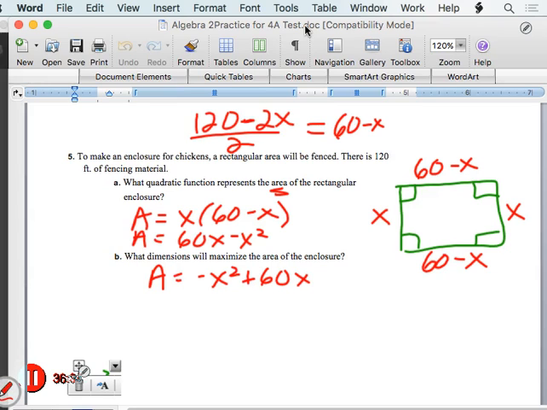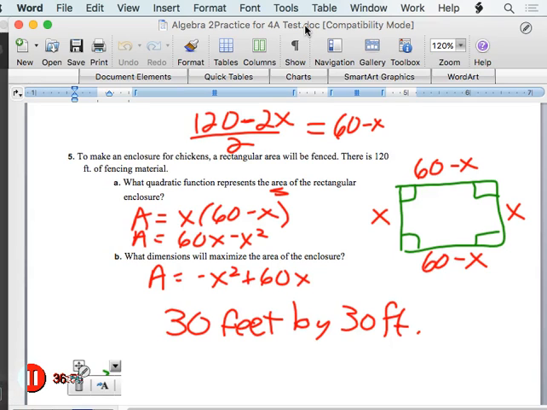So what dimensions will maximize the area? 30 by something, so 30 feet by, well, what happens if we put 30 in here to get the other side? What's 60 minus 30? 30. All that work to find out it's a square. That maximizes the area. Believe it or not, that shows up on the MCAs and the ACTs all the time, and it's always a square. If you want to maximize the volume or maximize the area of any rectangular area, a square does it. That's when you get it maximized.